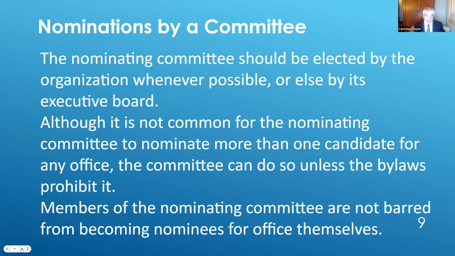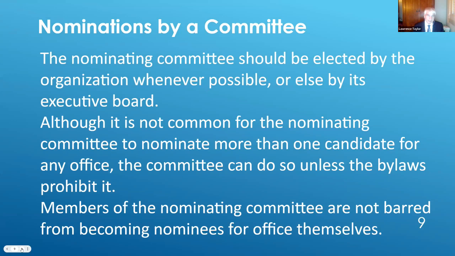Nominating committee should be elected by the organization whenever possible, or else by its executive board. And what this does is it makes it a level playing field, and so you don't get undue influence from people to skew the nominations process itself.